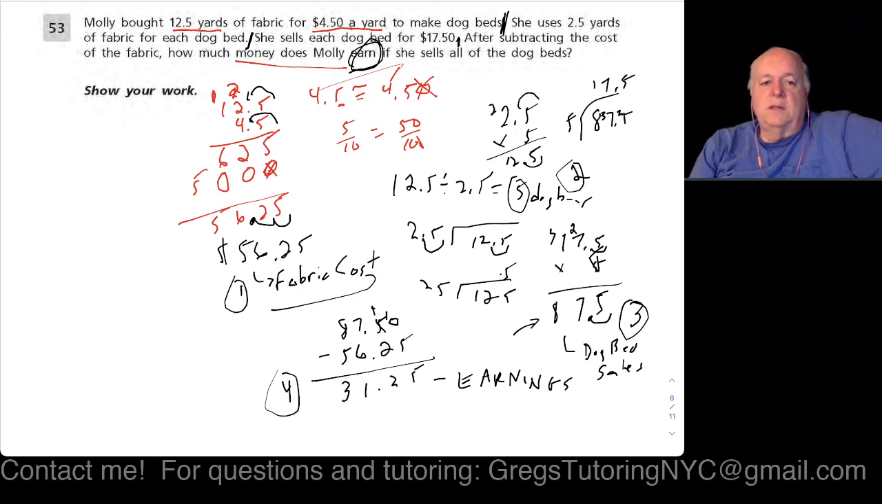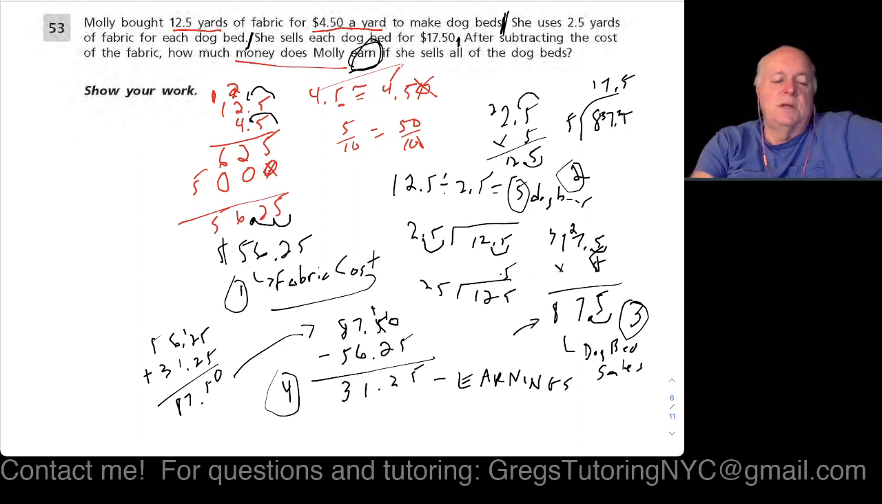I can also take the 56.25 and add to that the 31.25, right? 5 plus 5 is 10. Carry my 1. 2 plus 1 is 3, plus 1 is... 5. 6 plus 1 is 7. 5 plus 3 is 8. I get the original 87.50 back. So remember to do your checks and your reverse operations to be able to kind of check some of these things.